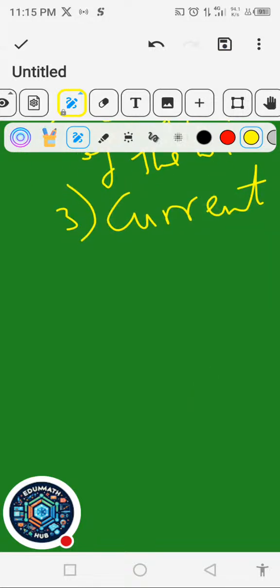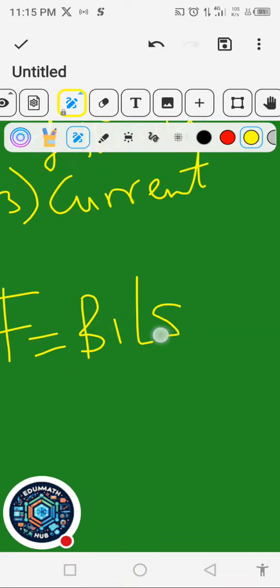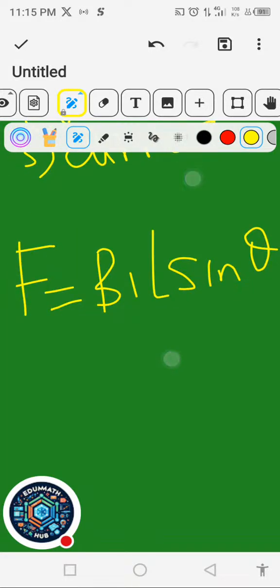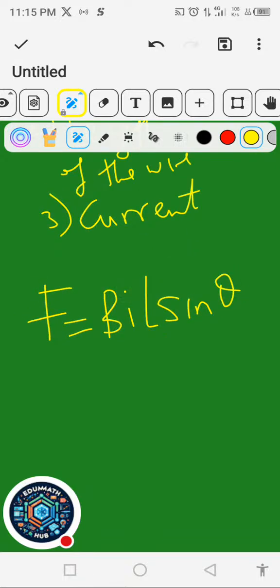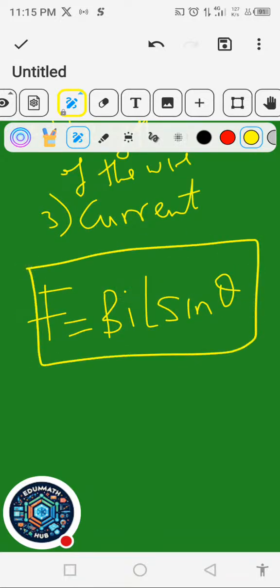So the force on the current carrying conductor is given by BIL sin theta. This is very important. I'm going to ask you to take note and follow up. The force is given by F equals BIL sin theta.